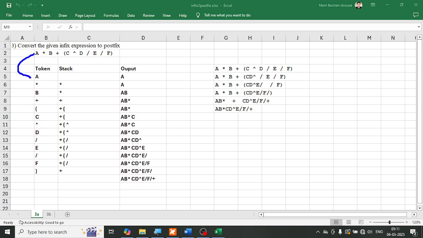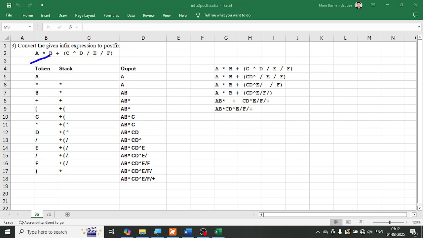When you have an operand, don't push anything into the stack. Output as it is. So the output now contains A. Then you have the star. The next part of the expression is the star. Now, when you get the operator, because the stack is empty, you just push the operator into the stack. So now the stack contains a star, and the output is A because nothing else is there in the output.